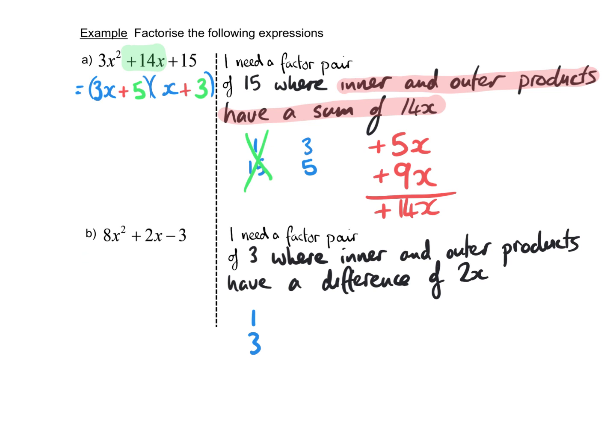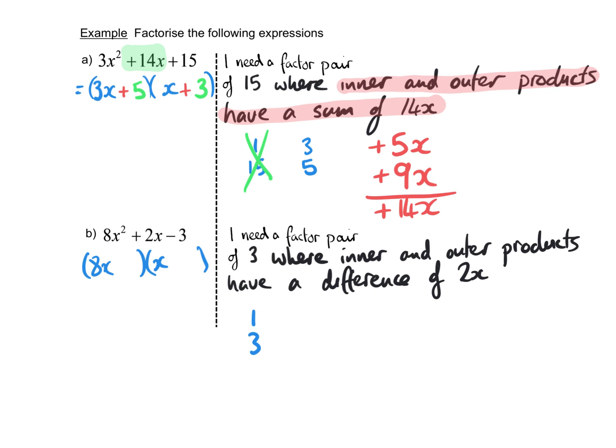So let's start off with the kind of obvious one. We can do it by having 8x times 1x, and we're going to try that. Now if this doesn't work, what I might need to do is look at the other way of making 8x squared, which might be 4x times 2x, but let's hope this one works.